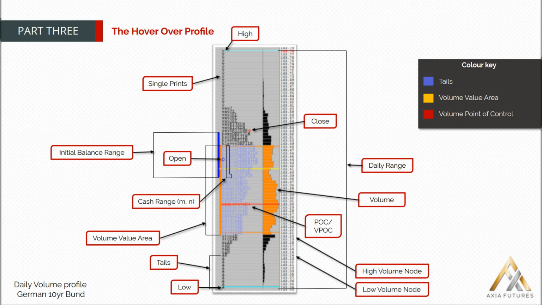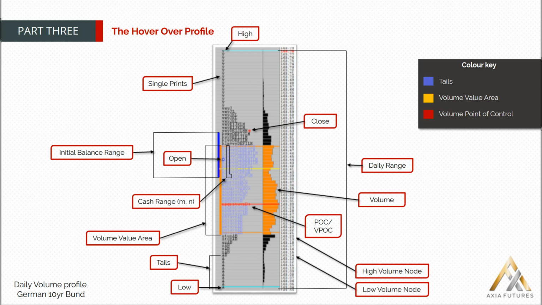We then have the volume value area. The volume value area is the range where 70% of the day's volume is transacted. Note on this chart, I've colored it in a purple color. This is so it's easily identifiable where 70% of the day's volume is transacted, or within which range that volume is transacted.